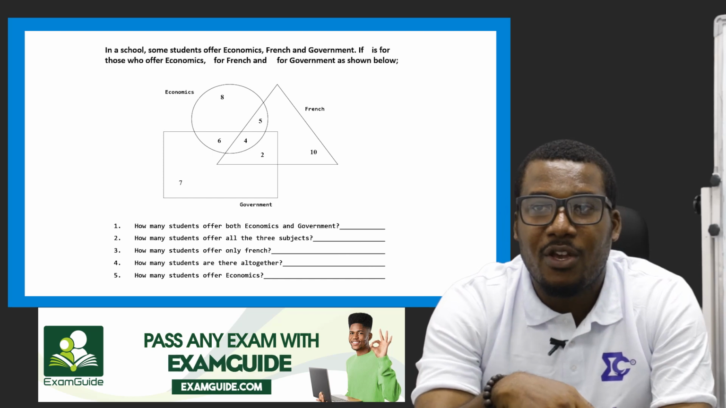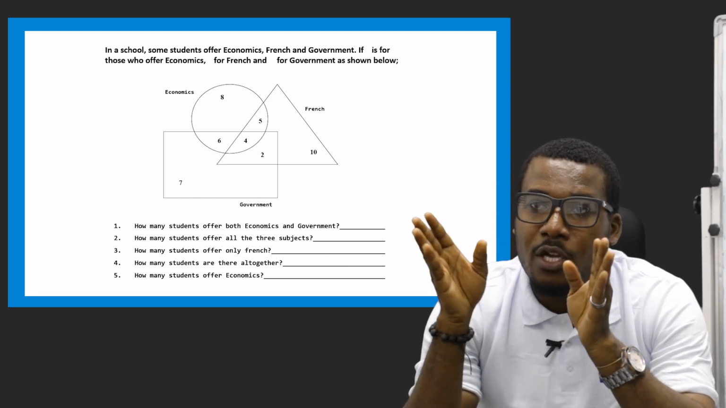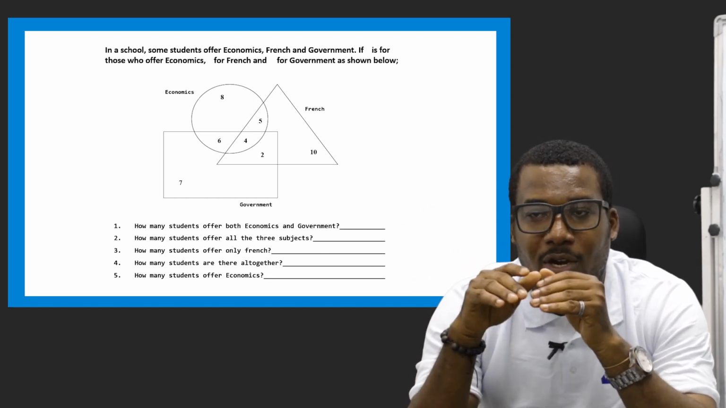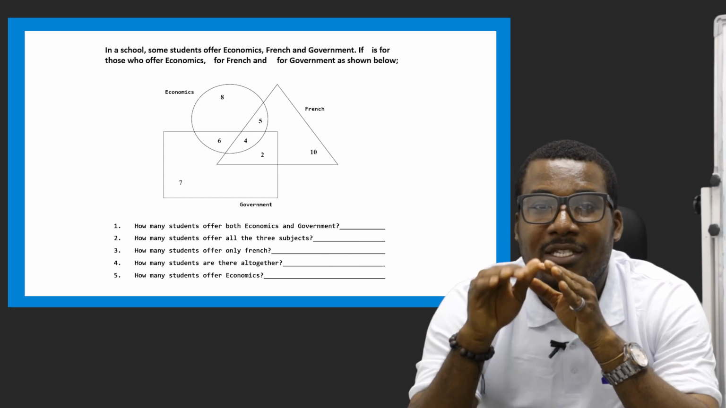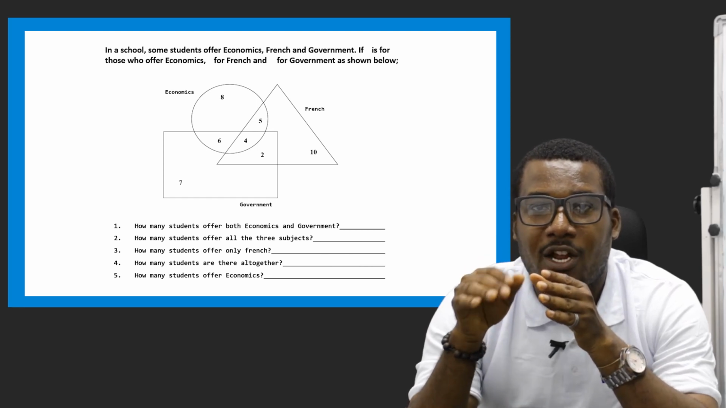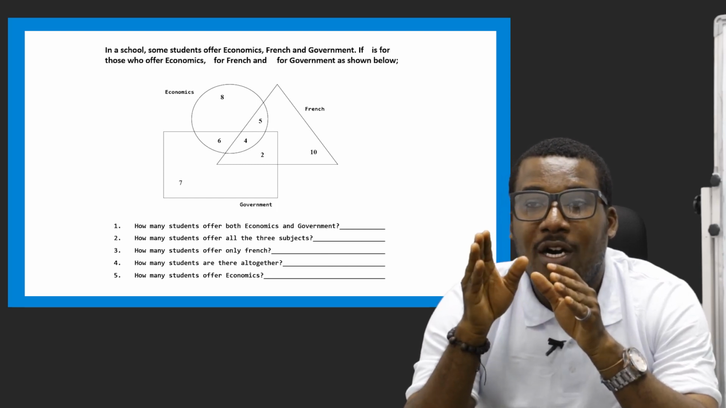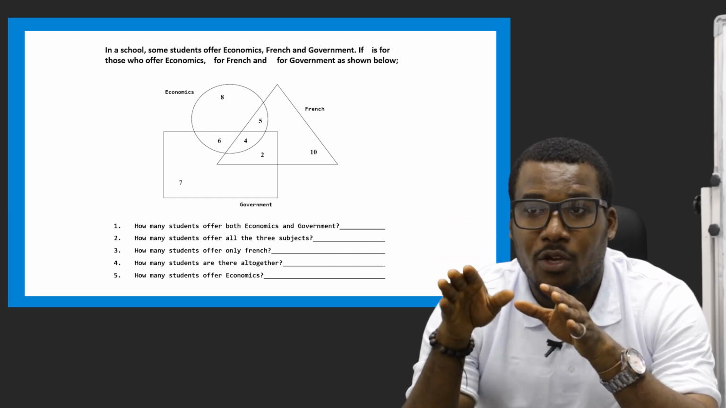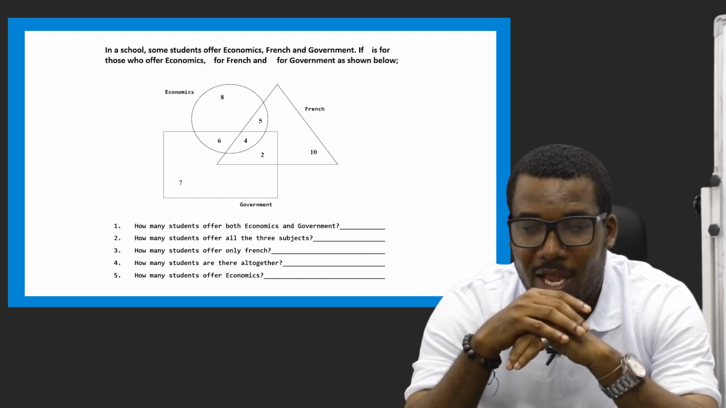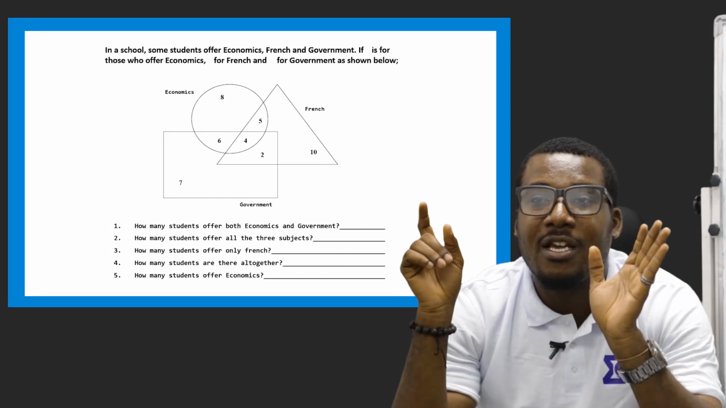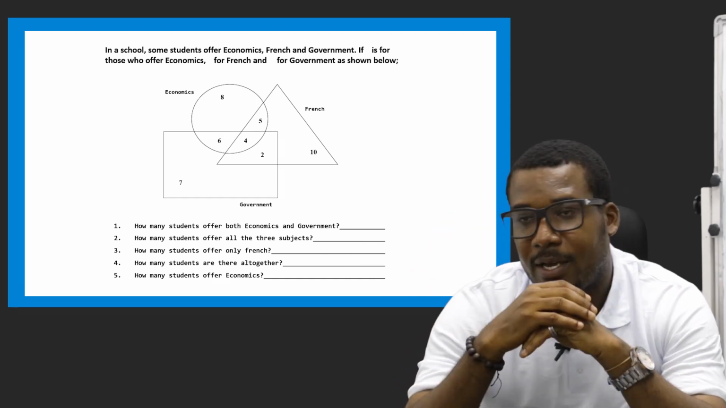You see 6. 6 is given to the circle and rectangle. So the rectangular and the circular shapes have the figure 6, meaning it is designated for those who offer economics and government. Finally, the figure 4 is allocated to the central point. All the figures are related with 4. The triangular is there, the circular is there, the rectangular is there. This means that is for those people who offer all 3 subjects, French, economics, and government.